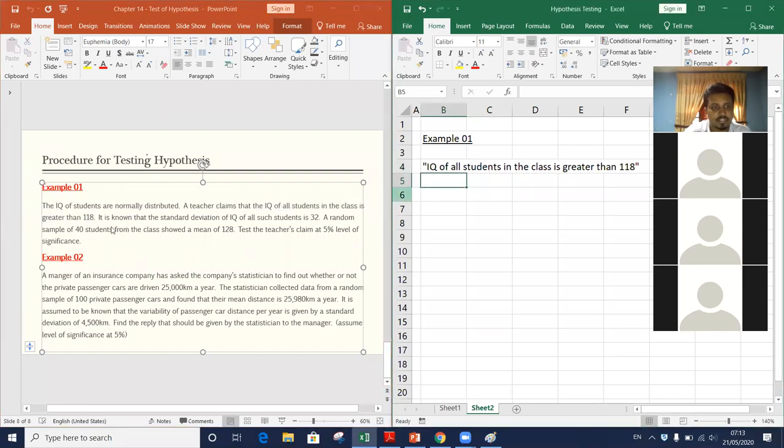So this is what we are going to test, right? It is known that the standard deviation of IQ of all such students is 32. A random sample of 40 students from the class showed a mean of 128. What we have been asked to do is test the teacher's claim at 5% level of significance. So these are the things given, right?